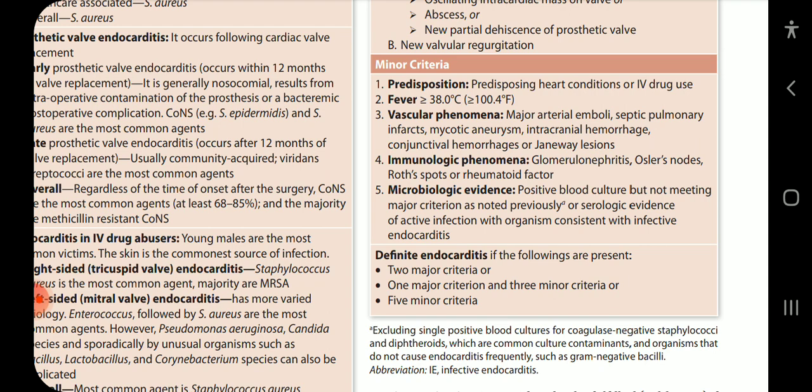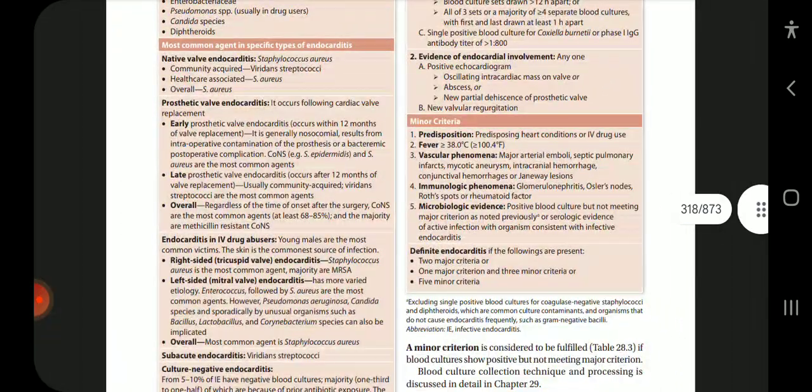So previously, it means excluding a single positive blood culture for coagulase-negative staphylococci and diphtheroids, which are common culture contaminants, or organisms that do not frequently cause endocarditis, such as gram-negative bacilli. So definitive endocarditis will be said when 2 major criteria, or 1 major criterion and 3 minor criteria, or 5 minor criteria are present.